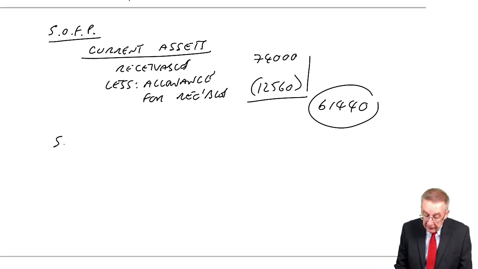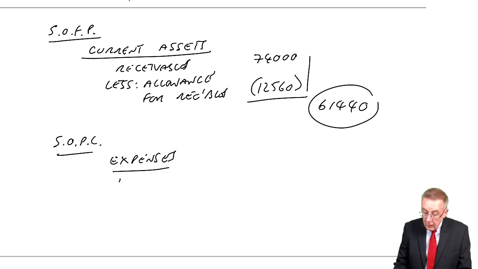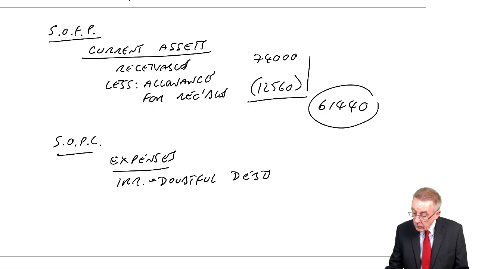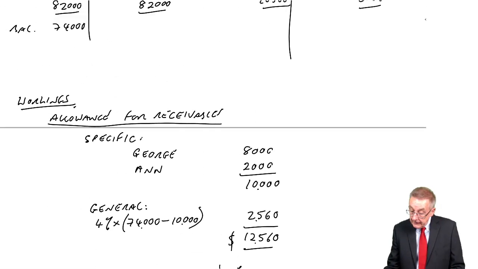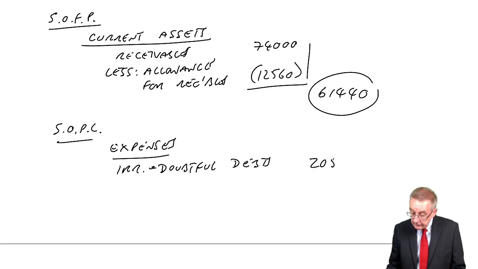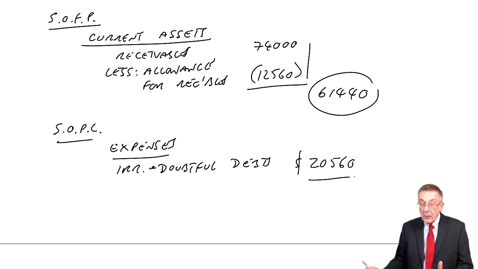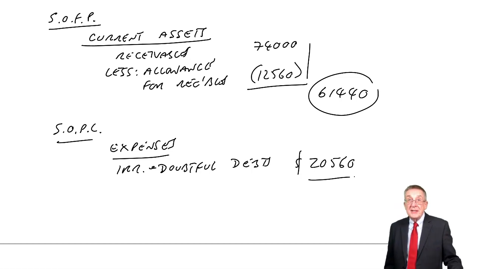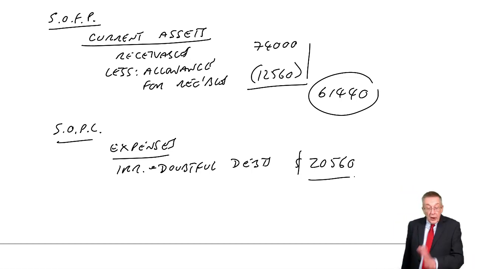And of course, on the statement of profit or loss, under the heading expenses, with irrecoverable and doubtful debts, what was the total? 12,560. And there we are. So I hope no problem there with the debits and credits. Although, again, it's the final presentation that's the most important.